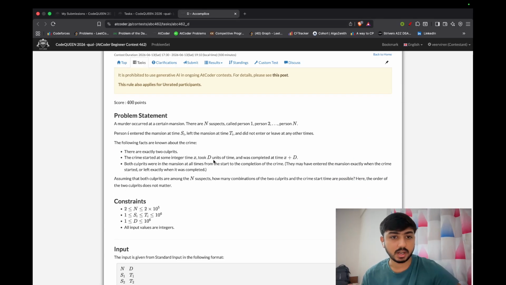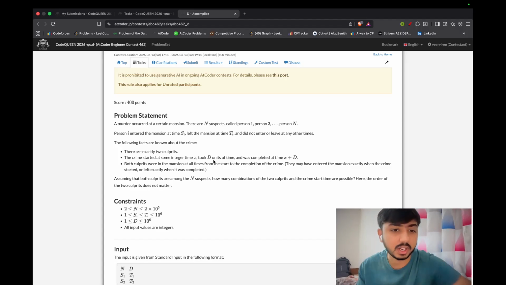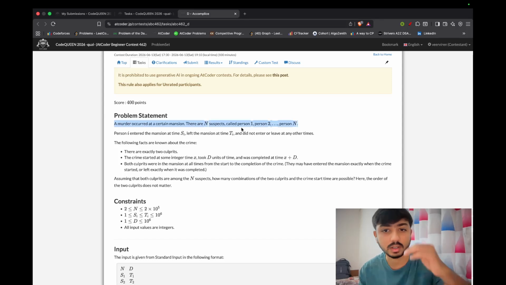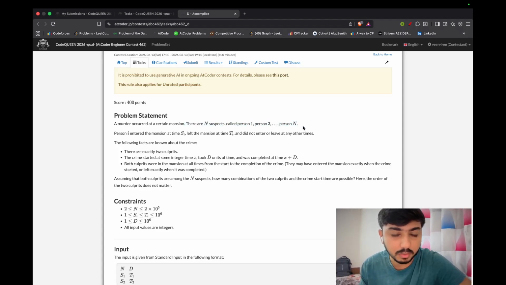A murder occurs at a certain mansion. There are n suspects. Call person 1 to person n. Let's not overcomplicate it before reading the problem. I'm thinking it's a probability question, but hopefully it's not. A murder occurs at a certain mansion. There are n suspects. Call person 1, person 2 to person n. Person i entered the mansion at time s_i and left the mansion at time t_i.